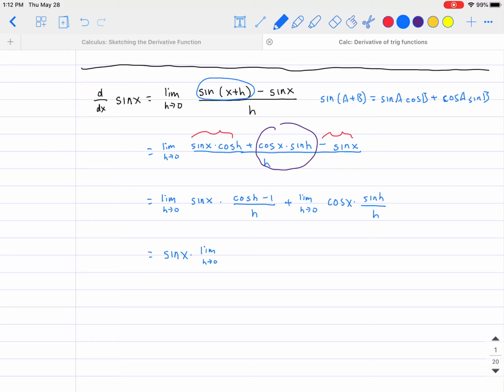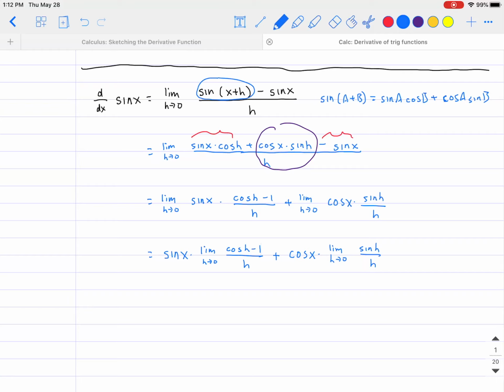And what's left now is the limit as h approaches 0 of cosine of h minus 1 all divided by h. And then plus the second part, the cosine of x is not affected by the limit because it's in terms of x, nothing in terms of h. So we can take that out as well: limit as h approaches 0 of sine of h over h.